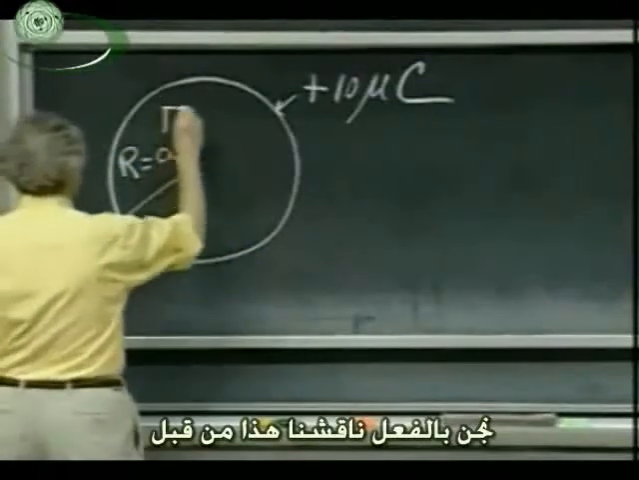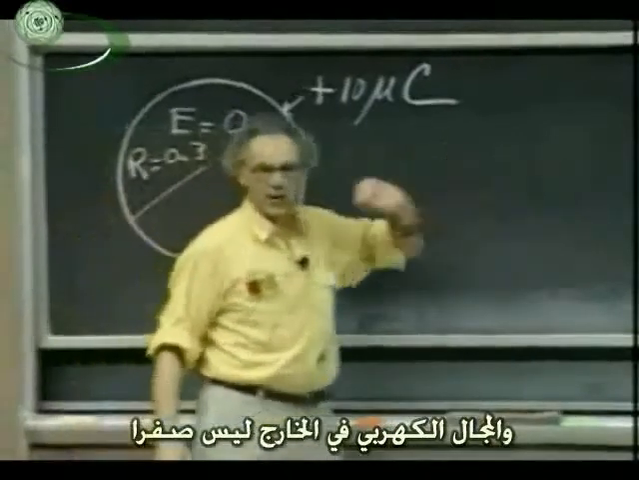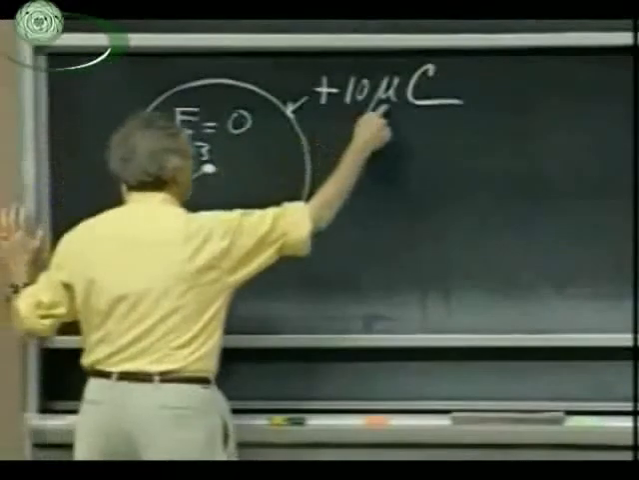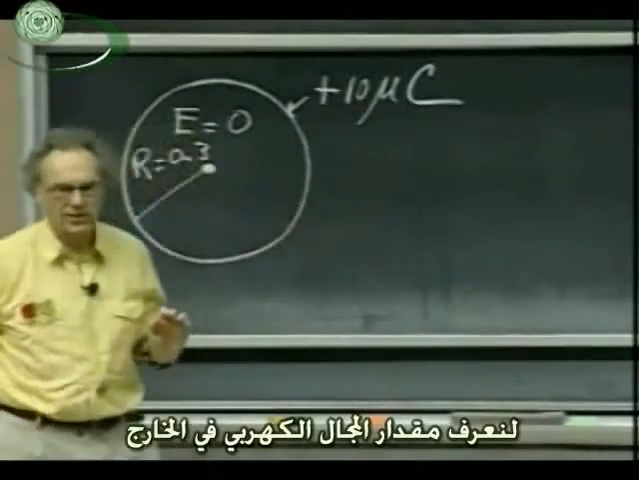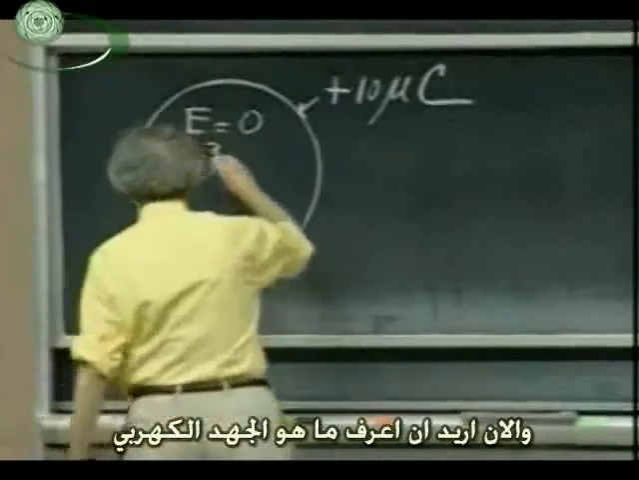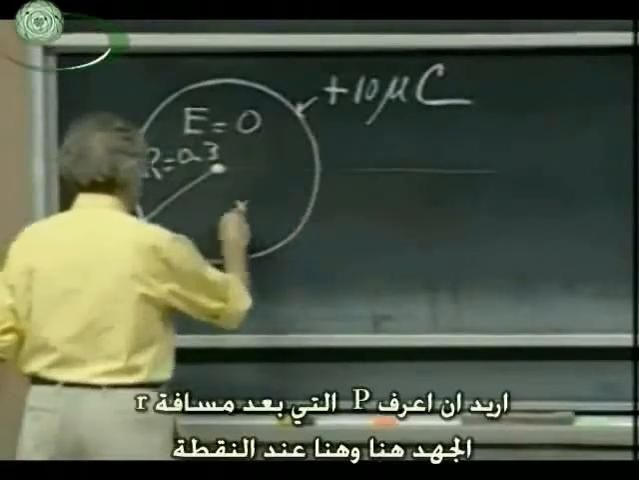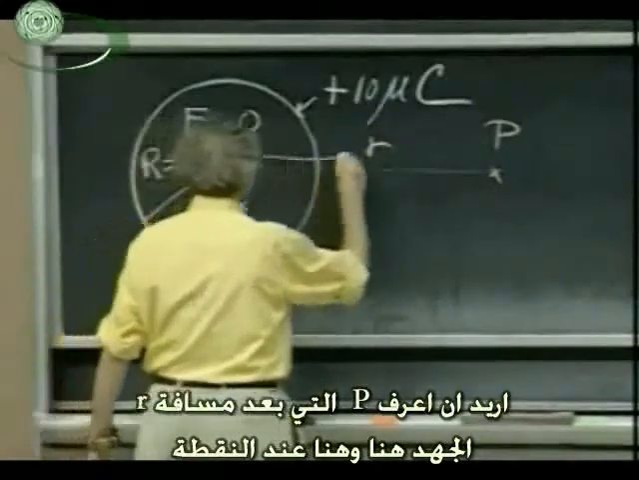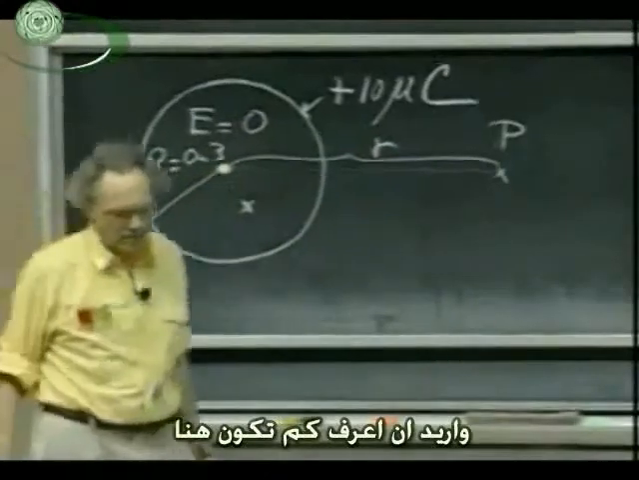We already discussed last lecture that the electric field inside the sphere is 0, and that the electric field outside is not 0, but that we can think of all the charge being at this point here. The plus 10 microcoulomb is all here, as long as we want to know what the electric field outside is. So you can forget the fact that it is a sphere. And so now I want to know what the electric potential is at any point in space. I want to know what it is here, and I want to know what it is here at point P, which is now a distance r from the center. And I want to know what it is here at a distance little r from the center.